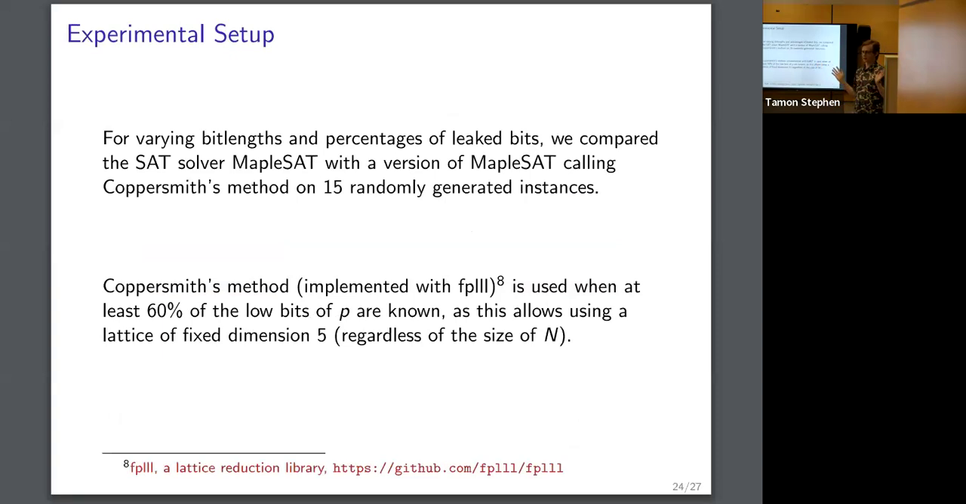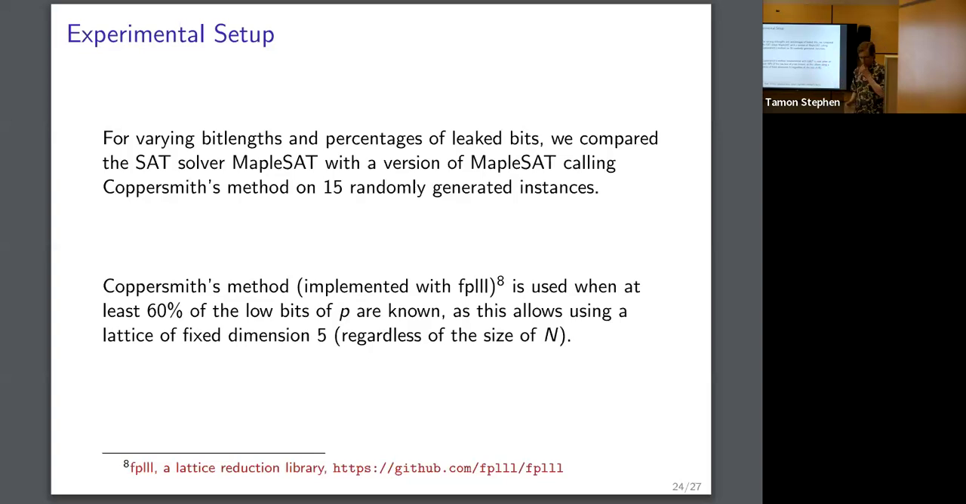It's easy to generate a bunch of random instances. You can vary the bit length of n. You can vary the percentage of leaked bits that you're providing as hints to the solver. And we did this for varying parameters. We took 15 random instances in each case and then took an average, right? I'll show you the data on the next slide. And it was implemented using this library called FPLLL. It's the state-of-the-art lattice reduction library.